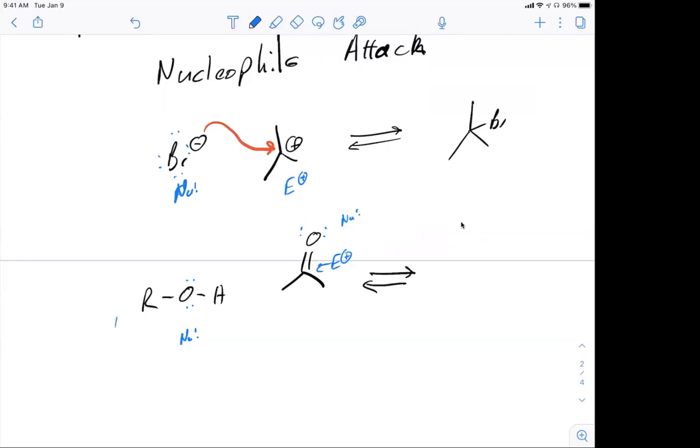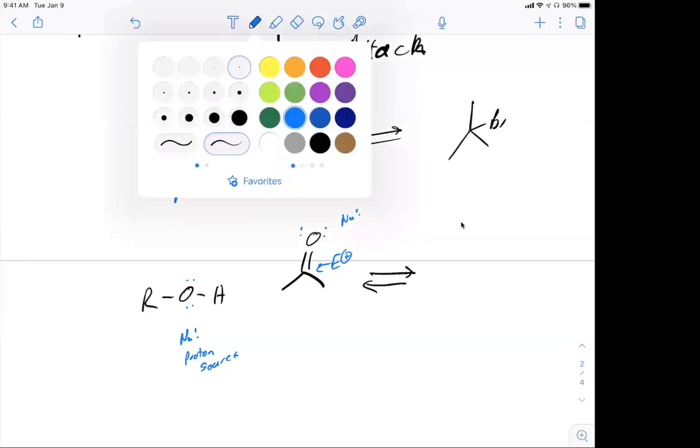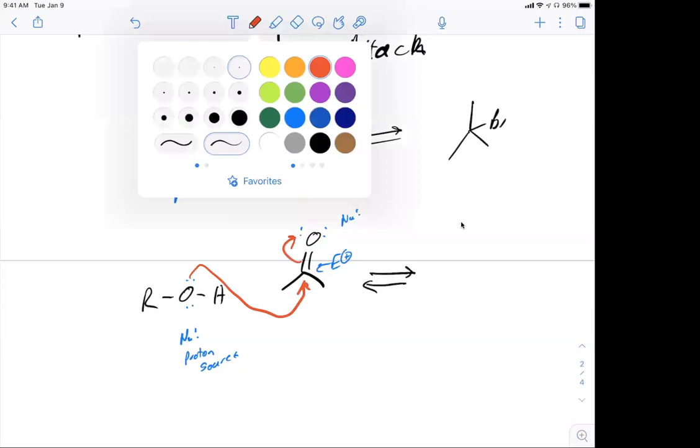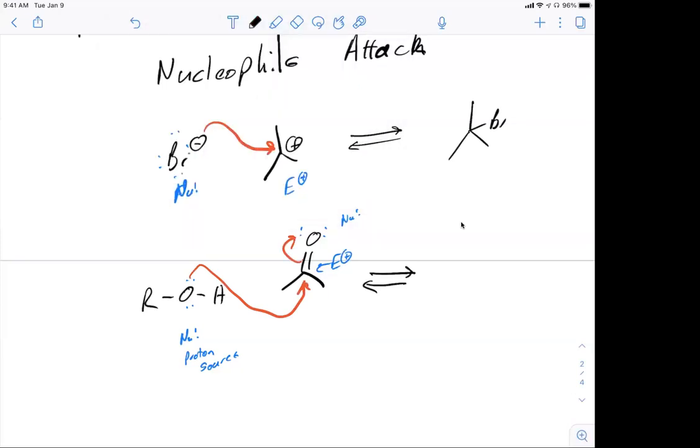So if we think about what two things this could be, it could be a proton source, which we'll get to in a second, but this is not an acidic species. But it has the lone pair, so it's got the lone pair that's going to make it nucleophilic. So if we think about nucleophile, electrophile, that's going to attack here, and we get the pi bond to move up to make room for this new bond.